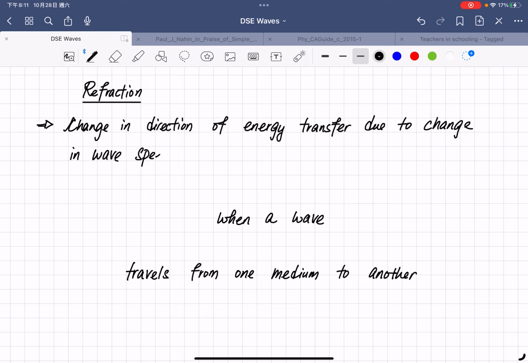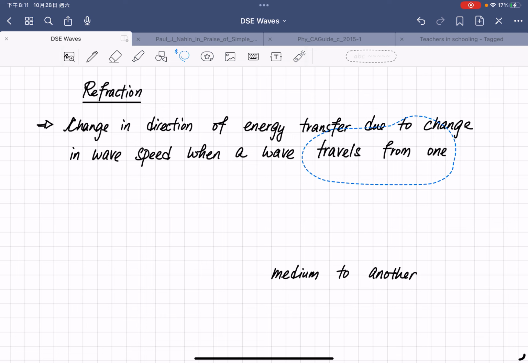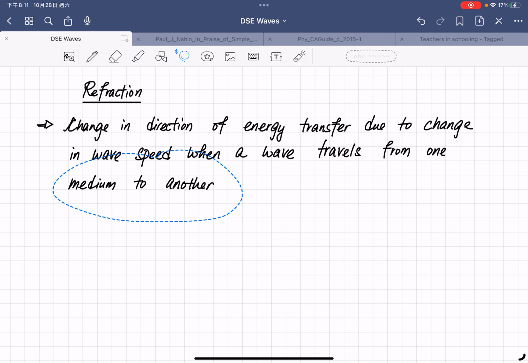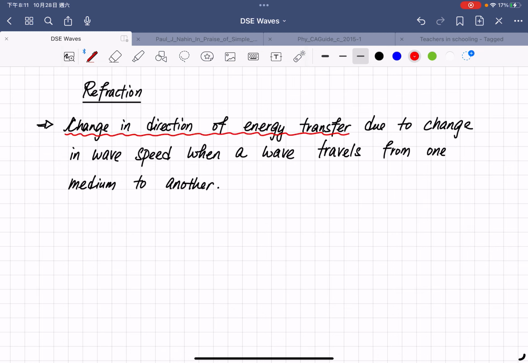And wave speed depends on medium, so therefore it can only happen when a wave travels from one medium to another. So therefore, what happens is the change in direction of the energy transferred. And the reason why this happens is because there is a change in the wave speed. And when does it occur? It occurs when the wave enters a new medium.